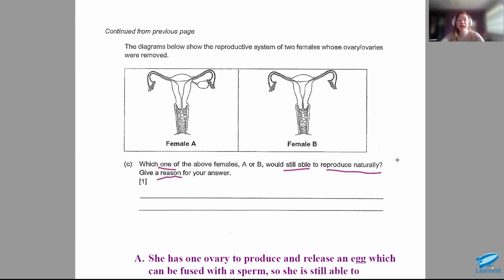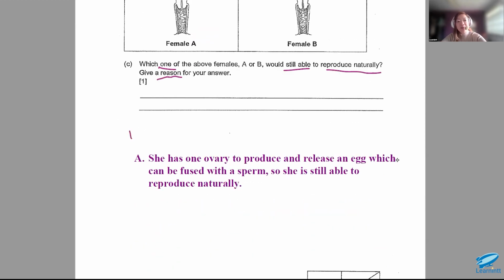So we know that the ovary is the one that produces and releases the egg. So it would be female A, reason being that she still has 1 ovary to produce and release the egg so that the sperm can fuse with it for natural reproduction. So half mark for A, and 1 ovary to produce, release an egg, fuse with a sperm. This is the other half mark. Half plus half, in total, 1 mark.